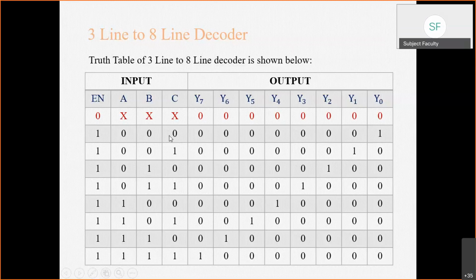Since 3 inputs are there, a total of 8 possible combinations will be there, from 0, 0, 0 to 1, 1, 1. Depending on the decimal equivalent value of this code, that is 0, 0, 0, what is the decimal equivalent? It is 0. So hence Y0 will be 1. Now the second case, 0, 0, 1. What is the decimal equivalent for this binary code? 1. So Y1 will be 1. All other outputs will be 0. And so on. You can observe Y2, Y3, Y4, Y5, Y6 and Y7. All these are 1 in their respective cases.